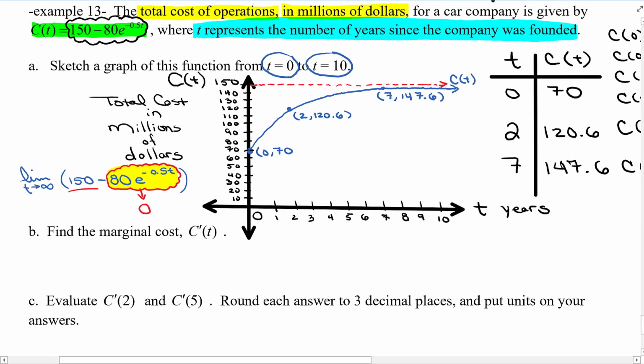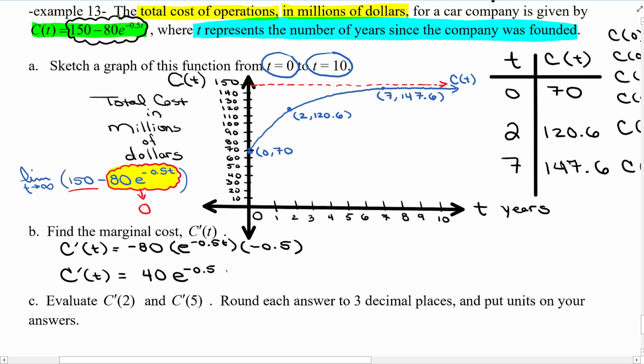Okay, part B. Find the marginal cost C prime of t. So let's find the derivative of C of t. C prime of t is equal to negative 80 times, open parentheses, e raised to the negative 0.5 t power, close the parentheses, and then times negative 0.5. C prime of t is equal to 40 times e raised to the negative 0.5 t power. I'm going to box that in because that represents my marginal cost. That's the derivative of C of t.